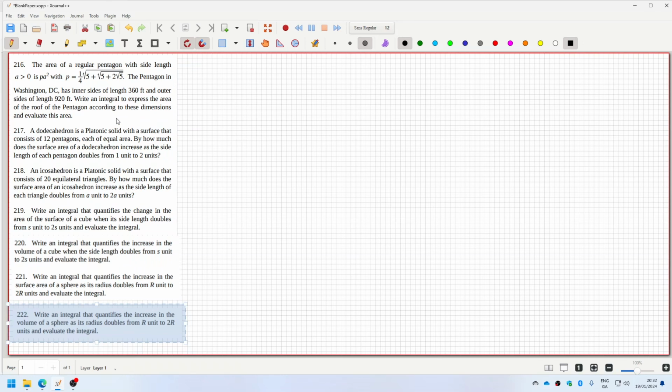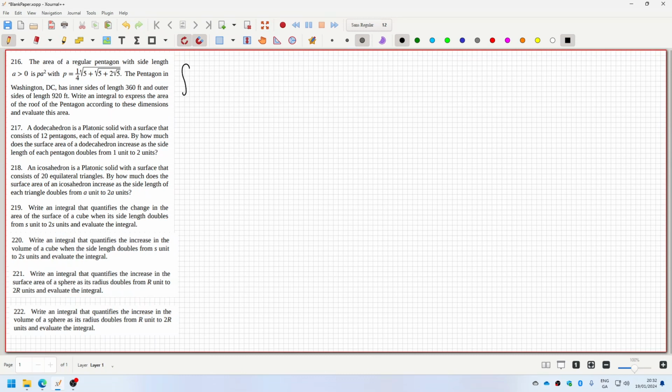Let's see. The area of a regular pentagon with sides A is PA squared, with P given as that. The Pentagon in Washington, D.C. has an inner side of length 360 feet and an outer side of 290 feet. Write an integral expression to express the area of the roof of the Pentagon according to these dimensions.